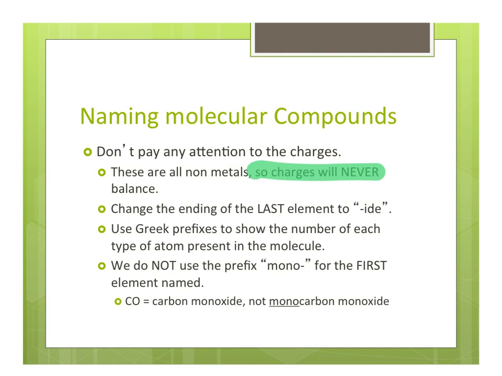When you're naming, again, like we did with the first one, the last one gets changed to IDE. We're going to use the Greek prefixes that I showed you on the last slide, and we're not going to use mono for that first element. So if we're looking at CO, it's going to be carbon monoxide, not monocarbon monoxide.